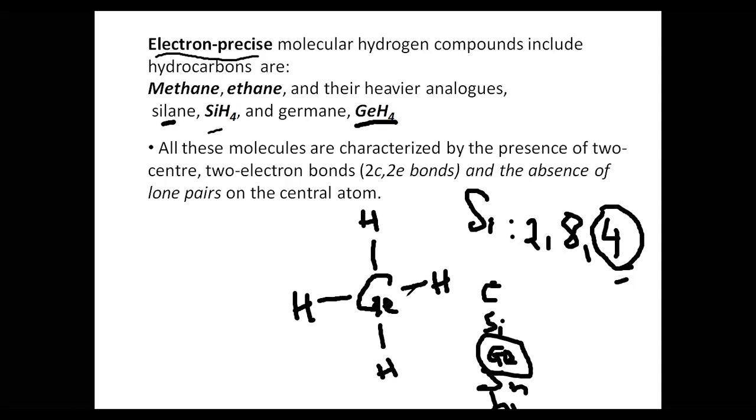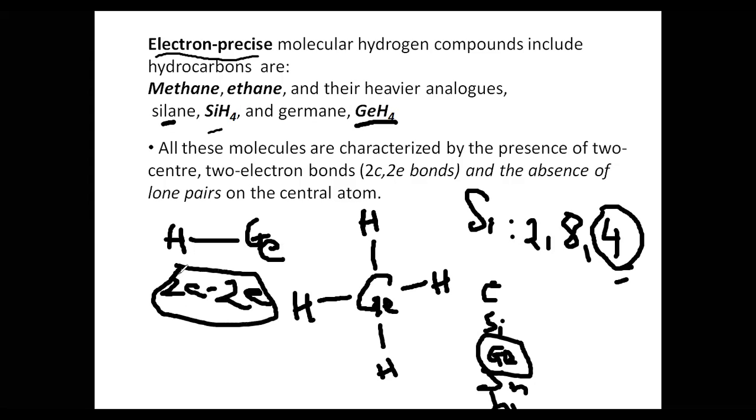One more terminology can be used here. If you select 2 centers, this is hydrogen and this is germanium. So 2 centers are there, hydrogen and germanium, and there is one bond. One bond means how many electrons? Two electrons. So we can say a 2 center, 2 electron bond.